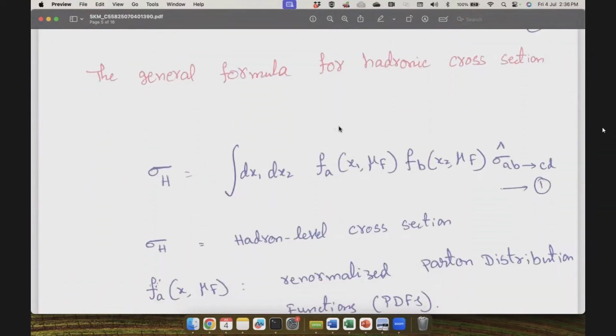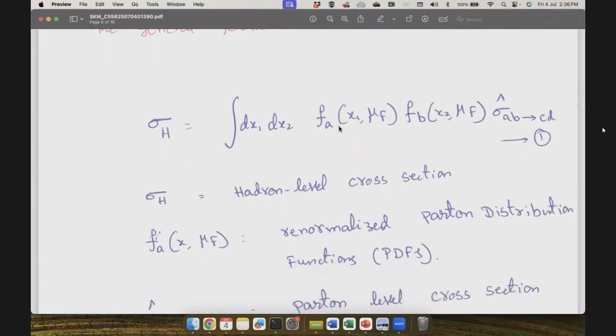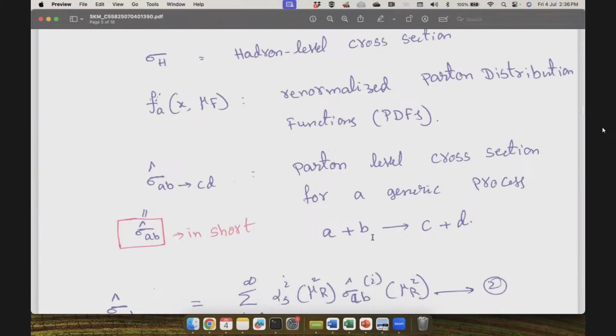So the general formula for hadron level cross section. Here we give a connection to the hadron level cross section. Suppose you have a process, something like A plus B goes to C plus D, where A and B are two partons. Here I'm assuming the scenario where we are considering the hadron colliders, and A and B are any two partons, say quark-quark or quark-antiquark or quark-gluon or gluon-gluon. And it is going to some certain final state C plus D.